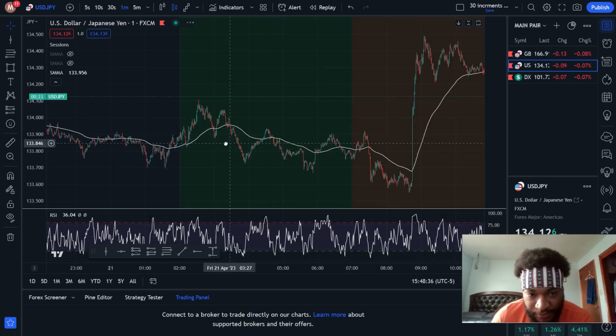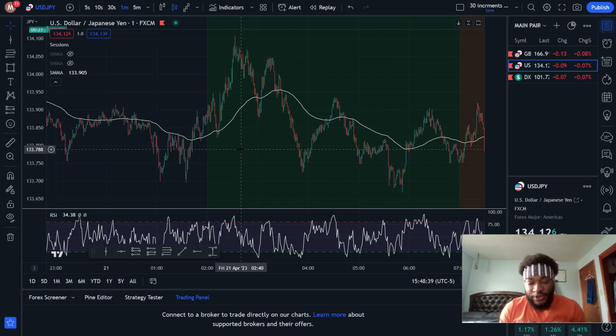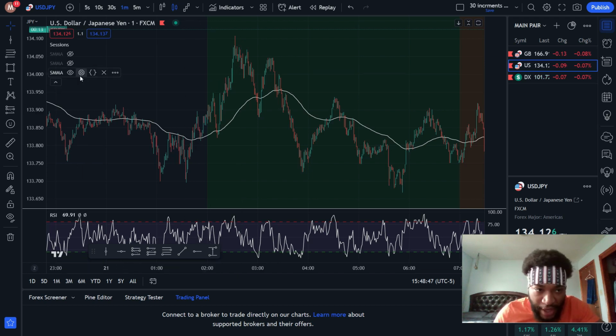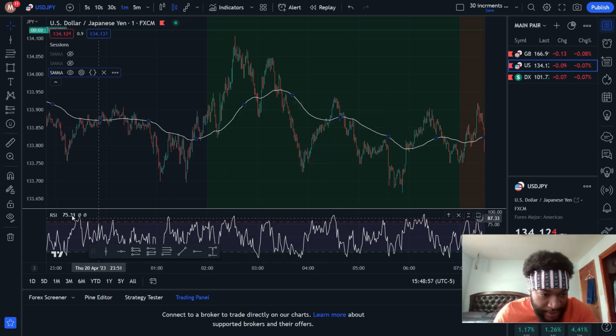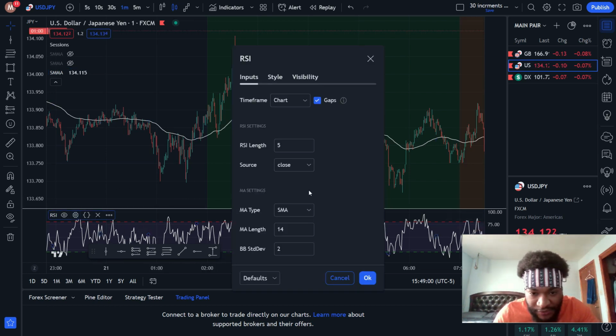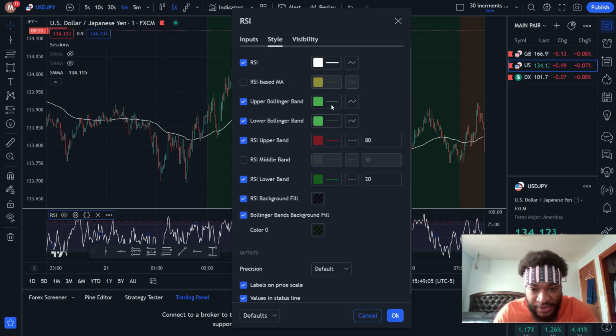I go to the minute, right? And basically, I like to use my RSI, and I like to use my moving average. The moving average that I'm using is a smoothed moving average, or SMMA, and I am using a 50 smoothed moving average. That's it. It's a 50 smoothed moving average and an RSI. And my RSI settings are this. If you guys want to copy it down, this is what my RSI settings are. You can pause the video, etc. But yeah, let's get into it.